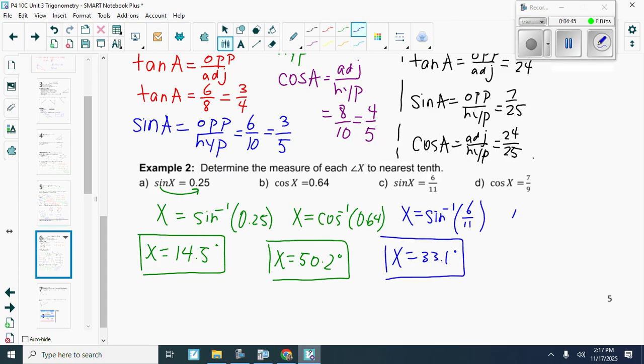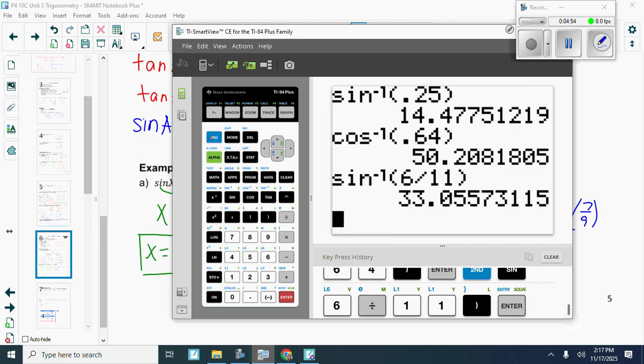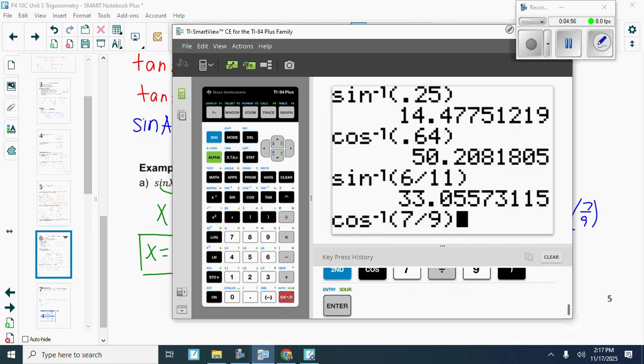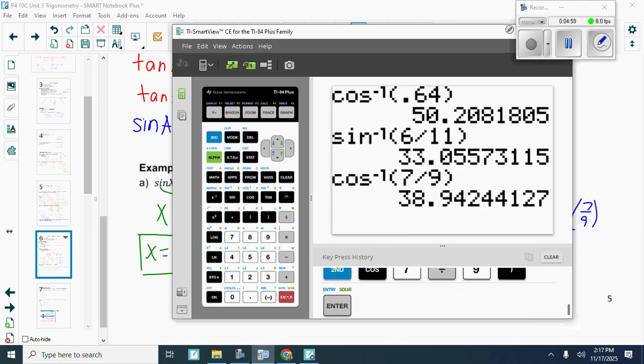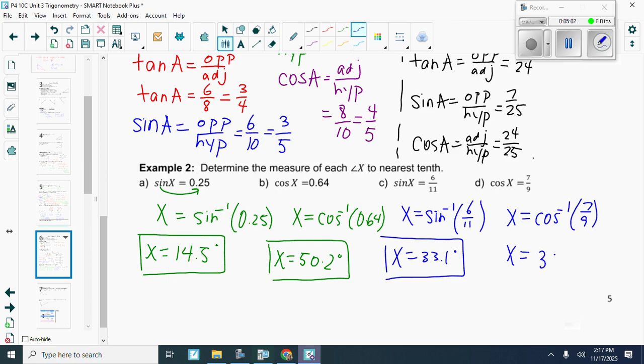All right, and final one, we're going to do the inverse cos of 7 over 9. 38.9. I want to make sure that you're all using your calculator, and that what you have on your calculator is the same as what I have on mine, and that you're checking it out. All right, we have that all written out.